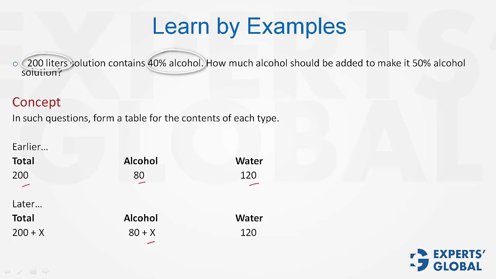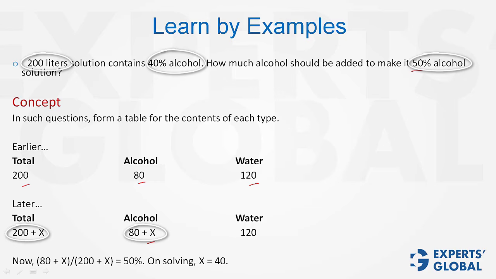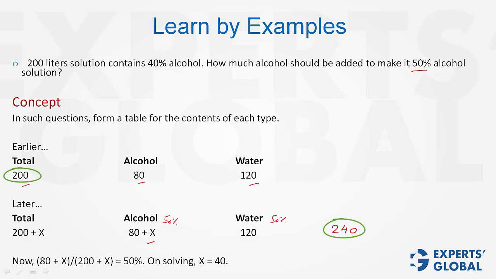Now the amount of alcohol is added to make this solution a 50% alcohol solution. Therefore, 80 plus X out of 200 plus X should be 50%. Solve it for X. We get X equals 40. A smarter way of doing this: if alcohol is 50%, imagine water would also be 50%, and therefore 120 is 50%. Therefore, total volume is 240. 200 became 240, and therefore the amount of alcohol added was 240 minus 200 equals 40 liters.